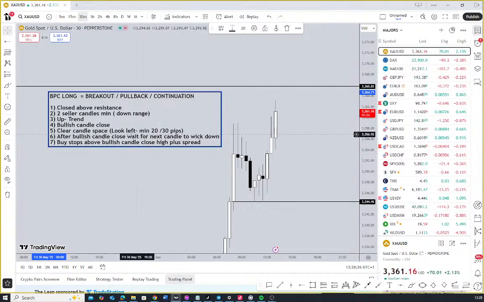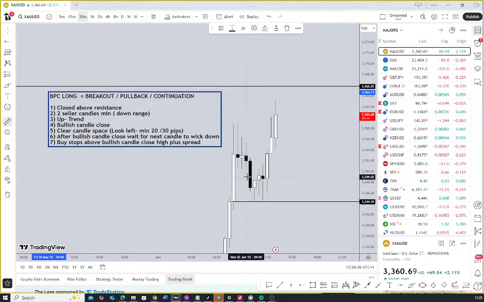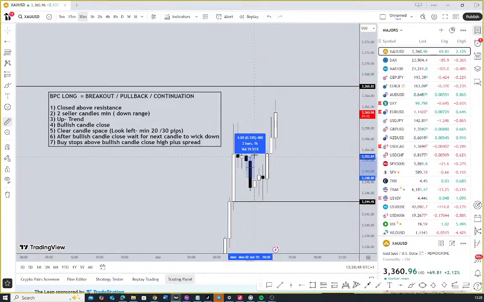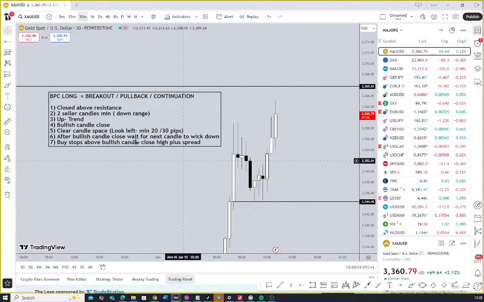We're looking for a minimum of two seller candles or two downrange candles. So look, downrange candle, downrange candle, downrange candle. Difference is this is a buyer downrange candle, so it shows us that buyers have come back in. Do we have an uptrend? Yes. Do we have a bullish candle close? Yes. Do we have clear candle space to the left-hand side? Do we have at least 20 to 30 pips? If we measure from the high of there to the structure, we've got 43 pips. Plenty of clear space to trade into.